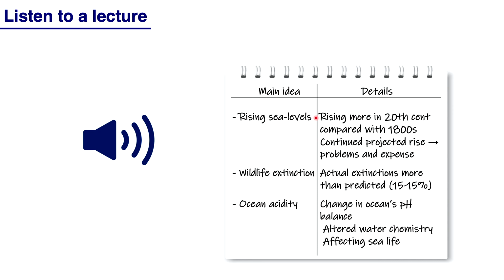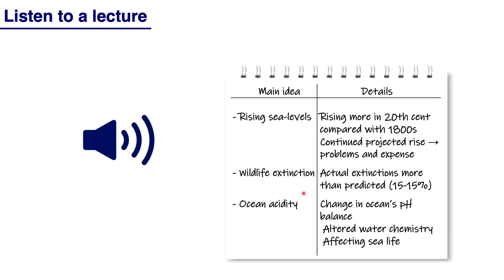So regarding rising sea levels, she said they've been rising more in the 20th century compared with the 1800s, and there are projections that they're going to continue to rise, which will lead to problems and expense. In terms of wildlife extinction, actual extinctions are more than predicted. So again, this is quite a contrast to what we read. The third point is ocean acidity. So the speaker said there has been a change in the ocean's pH balance, which has altered water chemistry, and that this has a serious effect on sea life.